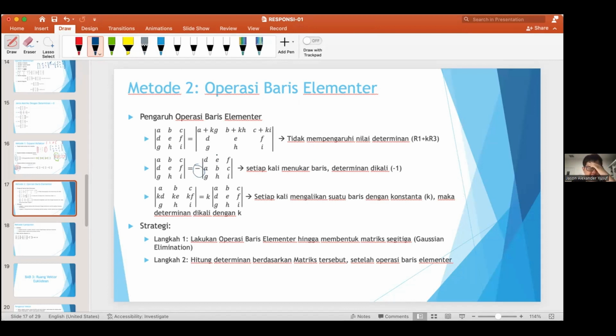Sorry, this is not multiplication by a scalar. This is if we switch rows. Every time we switch rows, the determinant will be multiplied by -1. And the next one, if you were to multiply a row by a constant, that means the determinant will also be multiplied by that constant. Yep, this is what happens.